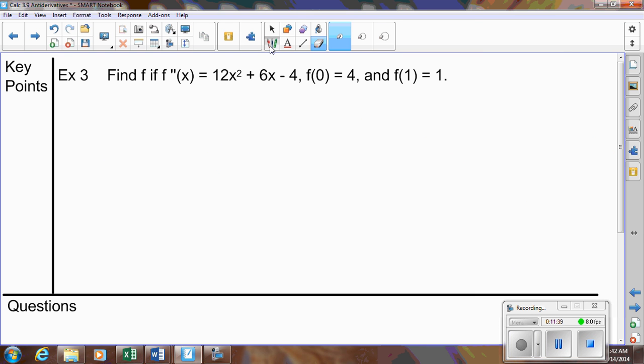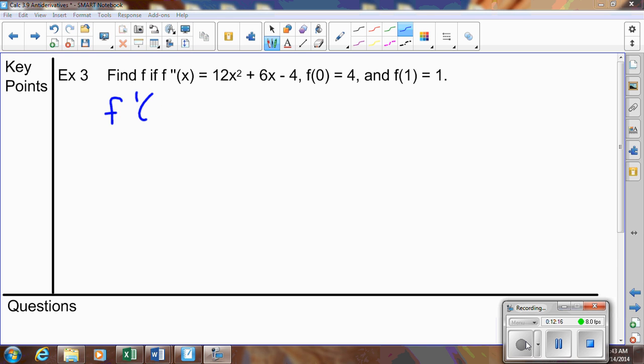Okay, find f if f double prime equals 12x squared plus 6x minus 4. And then we'll also have these conditions, f of 0 equals 4 and f of 1 equals 1. All right, so let's start off. Obviously, we can see the format behind this is, if we're starting with f double prime, we will have to take the antiderivative to get f prime, and then take another antiderivative to get f. So, let's take the antiderivative to get f prime of x.